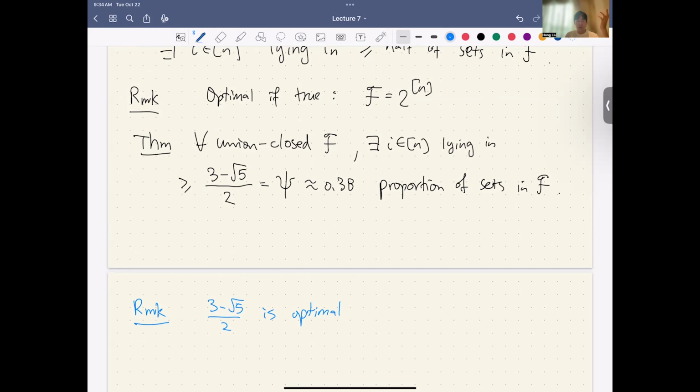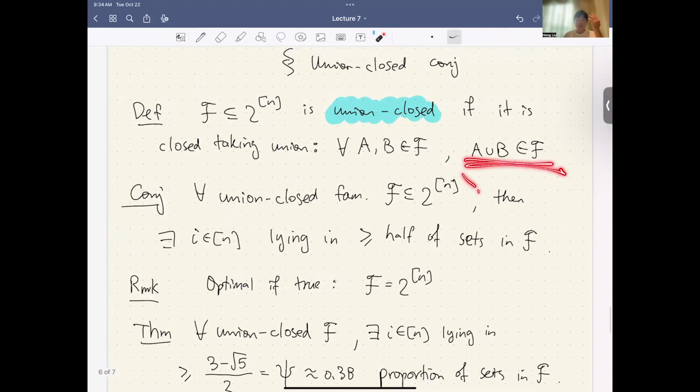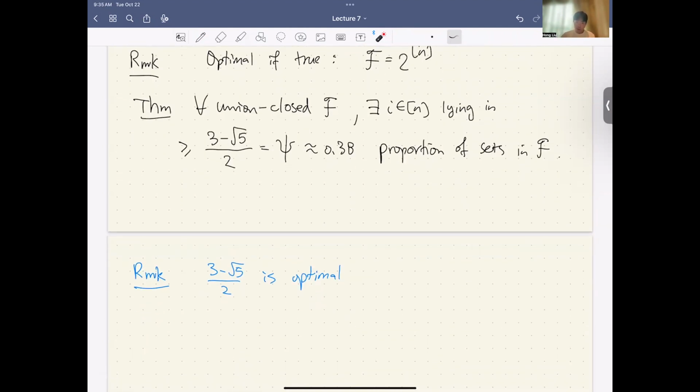We say that a family F is approximately union closed if 99% of the unions lie in F. If you want to be precise, you can define 1 minus epsilon union closed. What it means is that when you uniformly randomly sample two sets from F, then the probability that the union lies in F is at least 1 minus epsilon. So in this approximate version, I'm not going to say more, but let me just say that 0.38 is optimal.